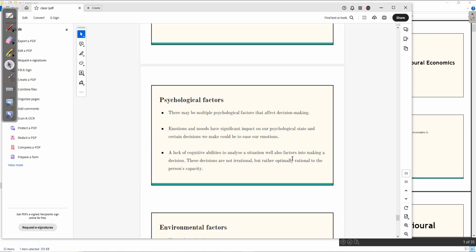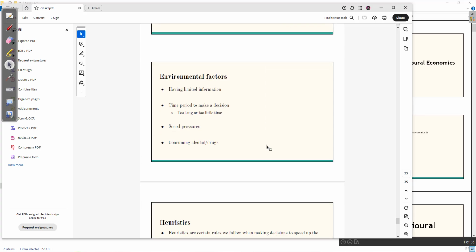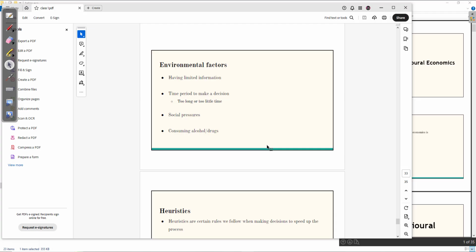A lack of cognitive abilities to analyze a situation well also factors into making a decision. These decisions are not irrational, but rather optimally rational to the person's capacity. Again, this is not the maximum that you could have gained, but you can say you have somewhere settled for less, but it's still positive for you.